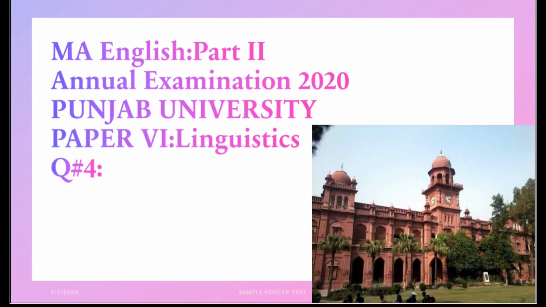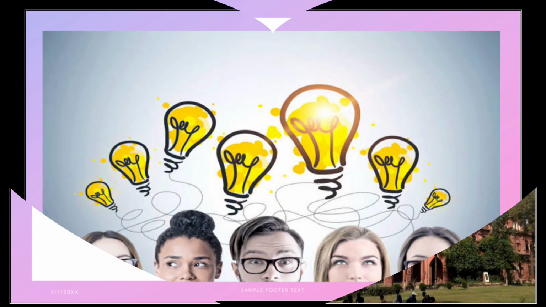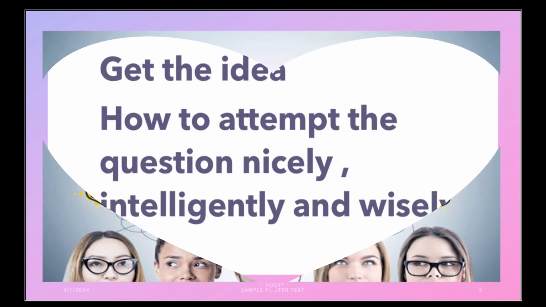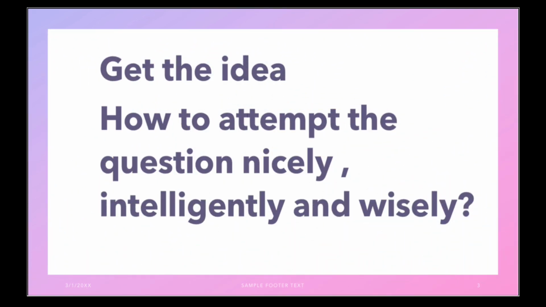MA English, Part 2, Annual Examination 2020, Punjab University. Paper, Linguistics, Question number 4. Get the idea how to attempt the question nicely, intelligently and wisely.